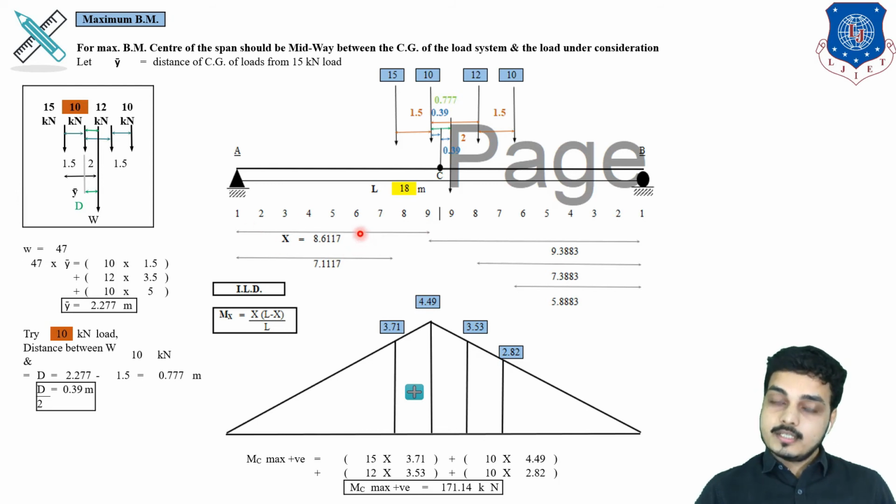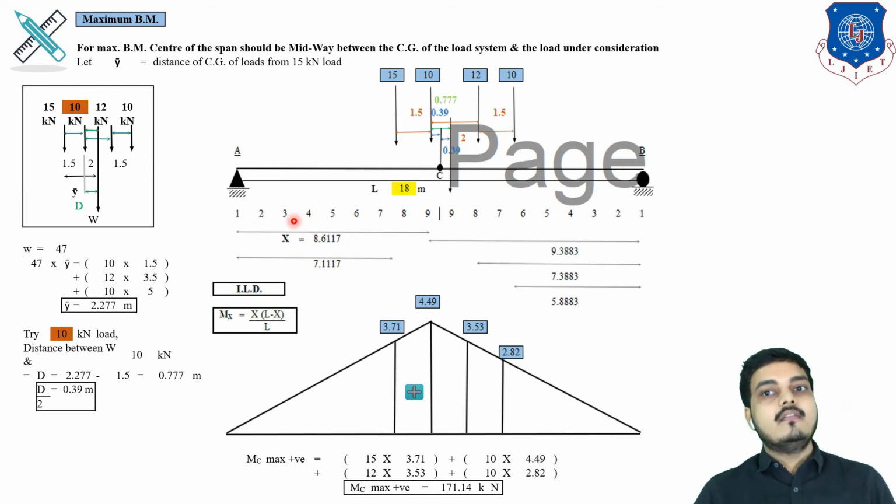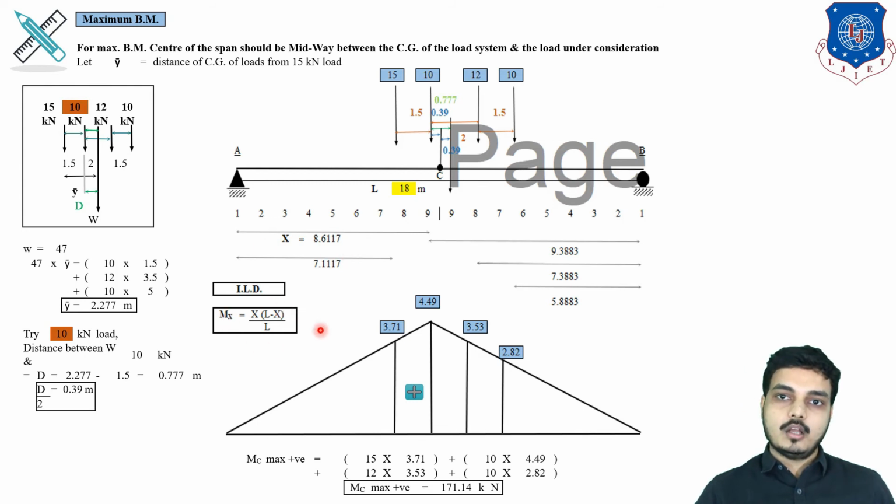Now this 8.61 is nothing but my X, and where we will be using this X? In the formula of Mx, X into L minus X upon L. How this X came, I would like to repeat. Look, this C is over here, midway of D, and this 10 kilonewton is just 0.39 to 9, means it is 9 minus 0.39, which is 8.61. That is my new section of the entire beam to get the maximum bending moment. So X is my 8.6, L is my 18.